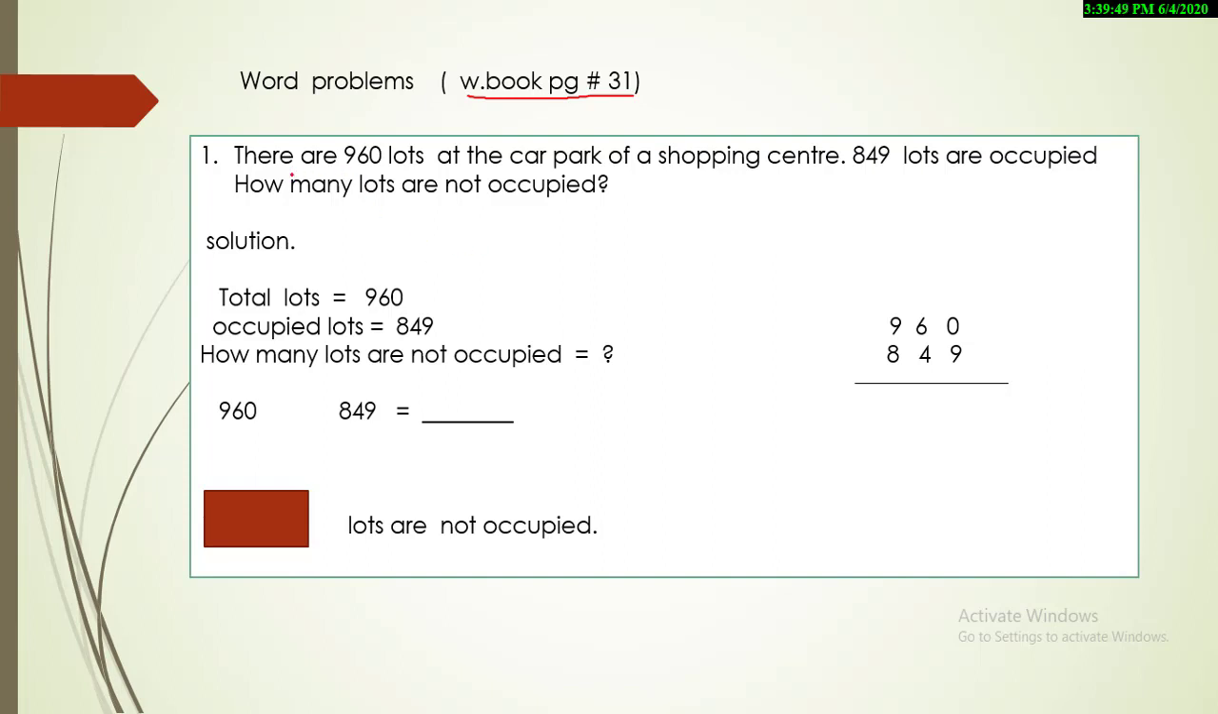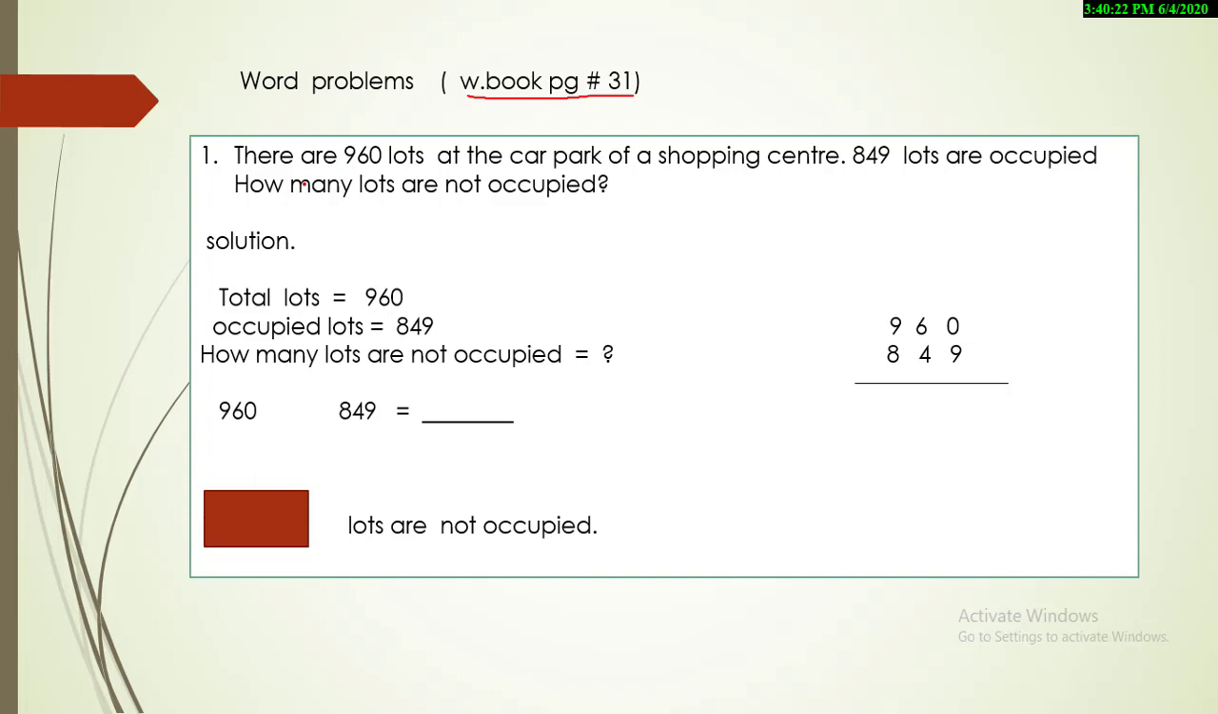If we translate this word problem into our mind, as I explained, the shopping center has a car parking capacity of 960. 849 cars are parked over there. So how much capacity do they have left, how much area is not occupied? That's why you are now first going to write down the data.